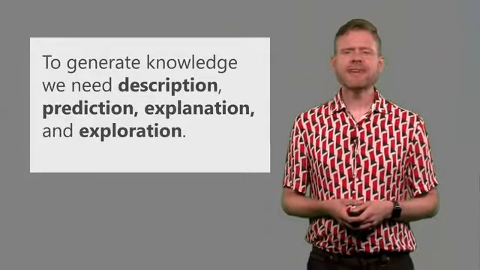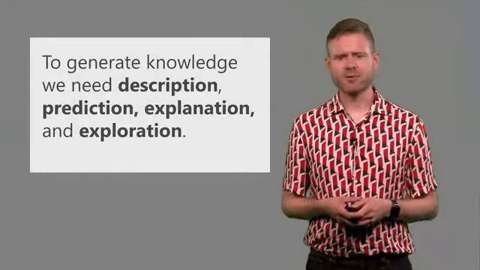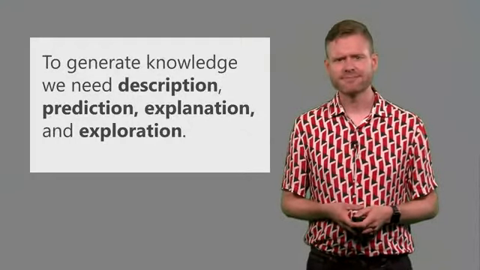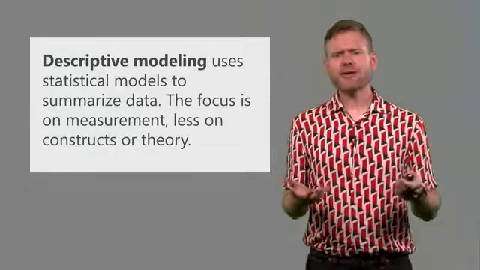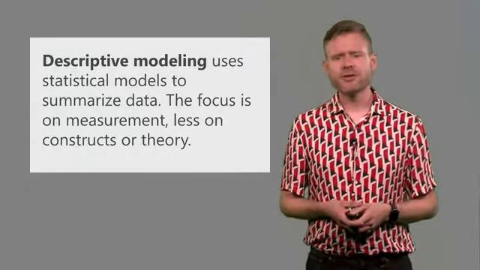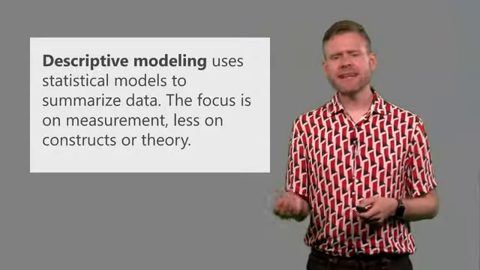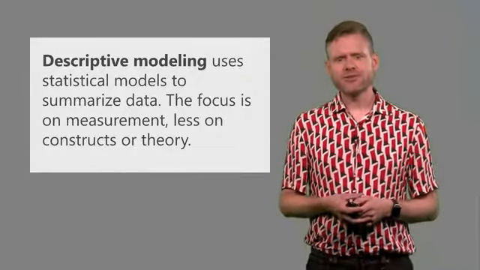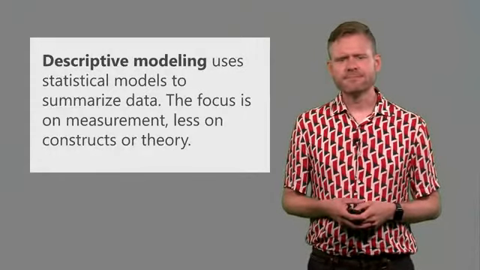If we want to generate scientific knowledge, we need description, prediction, explanation, and exploration. And all these approaches are valid questions that you can ask of your data. As an example of descriptive modeling, we can think of how we use statistical models to summarize data. Very often the focus in these kinds of questions lies on the measurement level. We focus less on the constructs or the underlying theory, but we try to accurately measure something and summarize the data so that other people can use it.